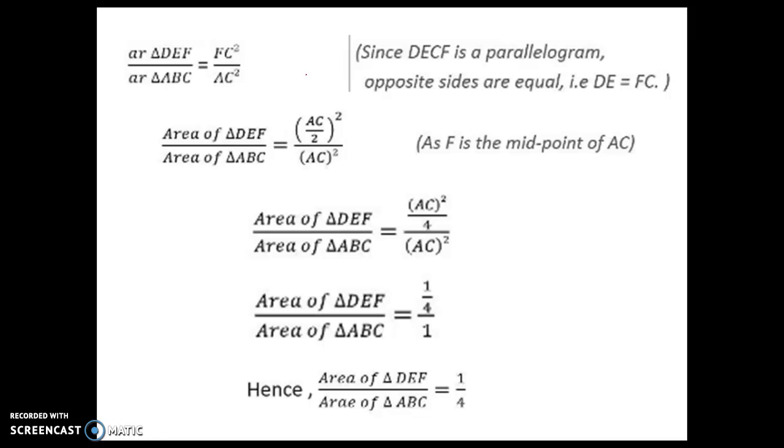That's the ratio. This is what they asked in the question: the ratio of the area of triangle DEF by the area of triangle ABC. After removing all the variables, we get the final answer 1 by 4. So that's the required ratio.